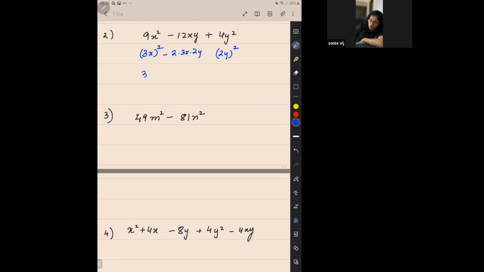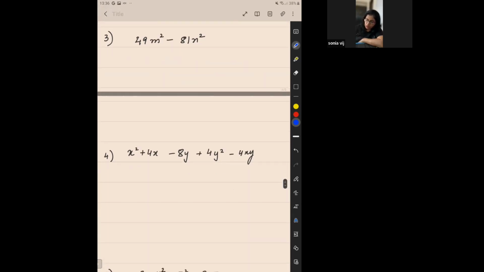Okay, so it's of the form 3x minus 2y whole square, where we are using the identity a square plus b square minus 2ab is equal to a minus b whole square. This is the identity used. You can directly write the answer after the second step.